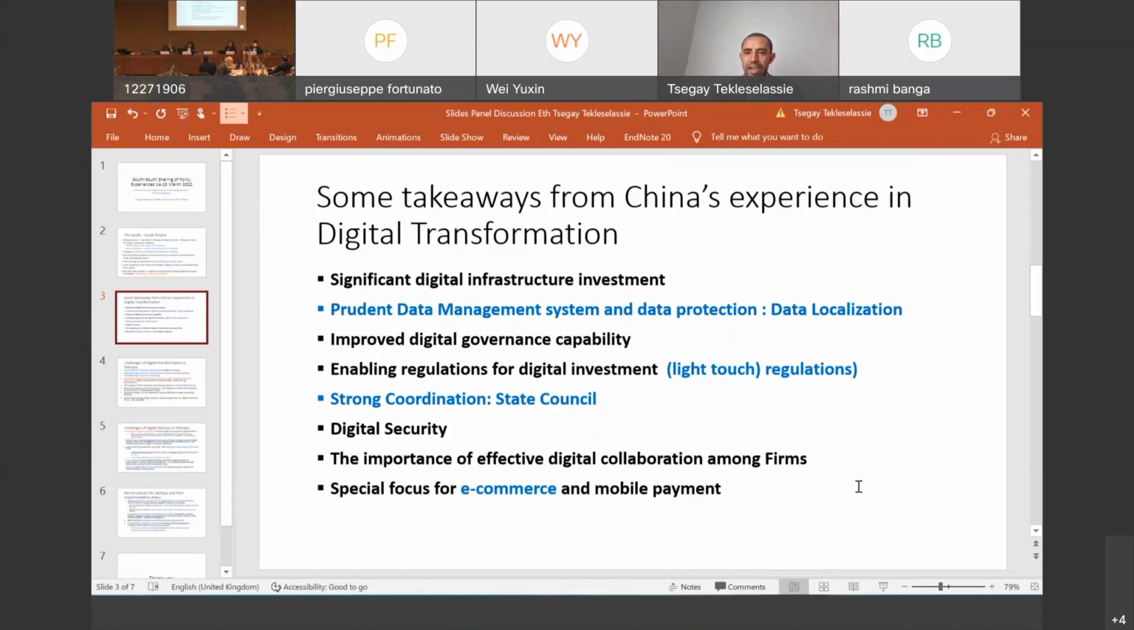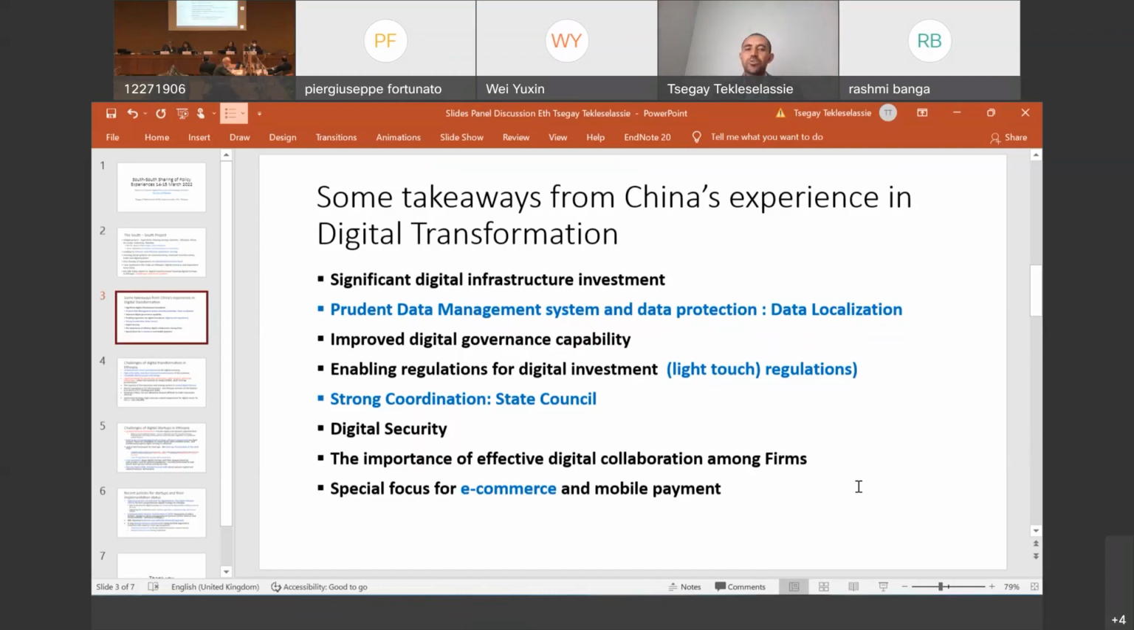The Chinese had very light-touch regulation, and then after the digital economy really expanded, they started to become more and more strict. And there is the need for strong coordination. In digital transformation, there are a number of agencies, the private sector, NGOs. Even if we take the government side, for example, you have the Ministry of Technology, the Ministry of Higher Education, and the Ministry of Skills and Labor. So there is really a need for effective coordination in this.